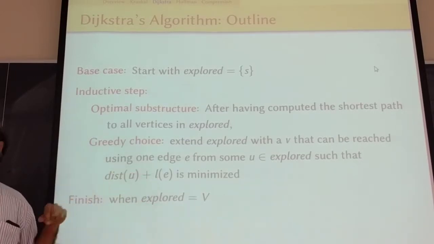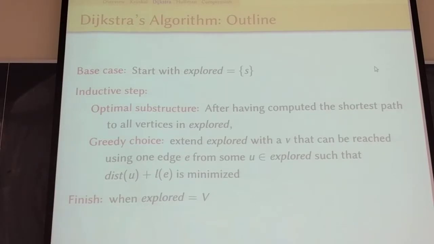And then L of E is the cost of each edge. Once again, sometimes we use the term weight, sometimes length, and sometimes cost. All of them mean the same thing. L of E stands for the length of the edge. I use L here because your textbook uses L.